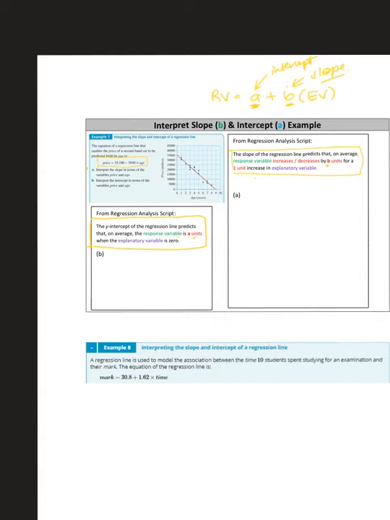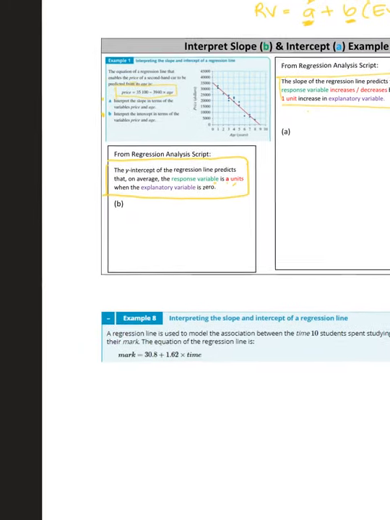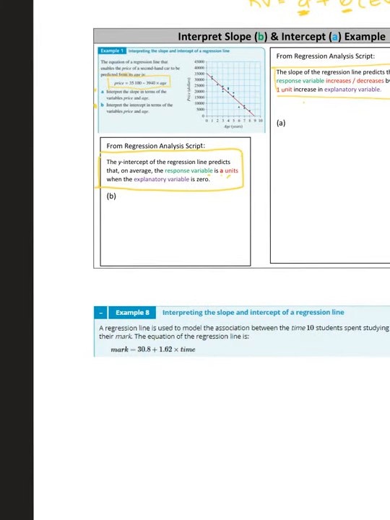Now, the intercept is a little bit easier to put together than the slope, so let's actually start with part B. Interpret the intercept in terms of the variable price and age. The intercept script is as follows. The y-intercept of the regression line predicts that, on average, the response variable, which is one of the words that you would change, is A units. So whatever the A value is in your equation, in units, whatever the units are of that particular thing, when the explanatory variable is 0.